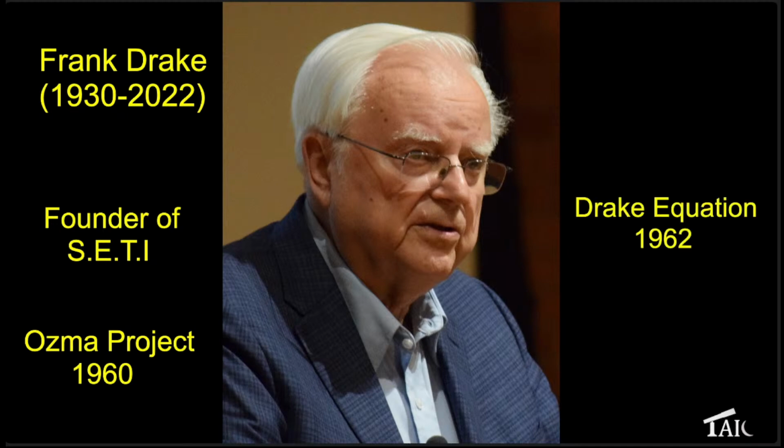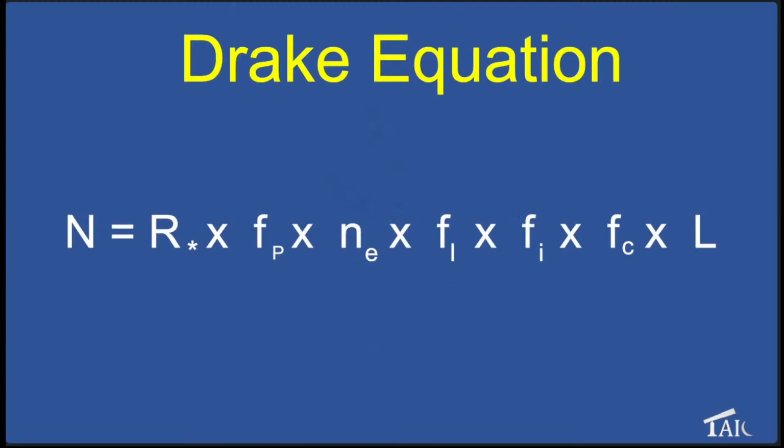He's much more famous for publishing the Drake equation 2 years later in 1962. The Drake equation is an estimate of the number of intelligent civilizations that exist in our galaxy, and that is the number N. And it's equal to R star, which is the rate of star formation, times the fraction of stars that have planets around them, times the number of planets that are in the Goldilocks zone where you can have liquid water, times the fraction that develop life, times the fraction that progress to intelligent life, times the fraction that proceed to have a civilization, times the length of time the civilization exists before it's wiped out or destroys itself.